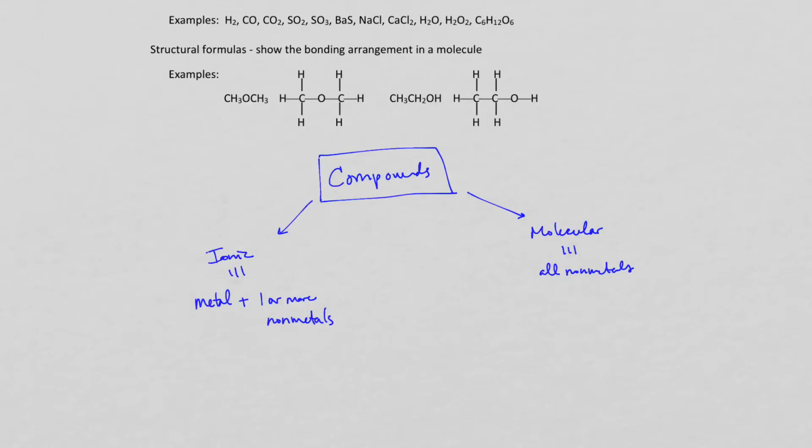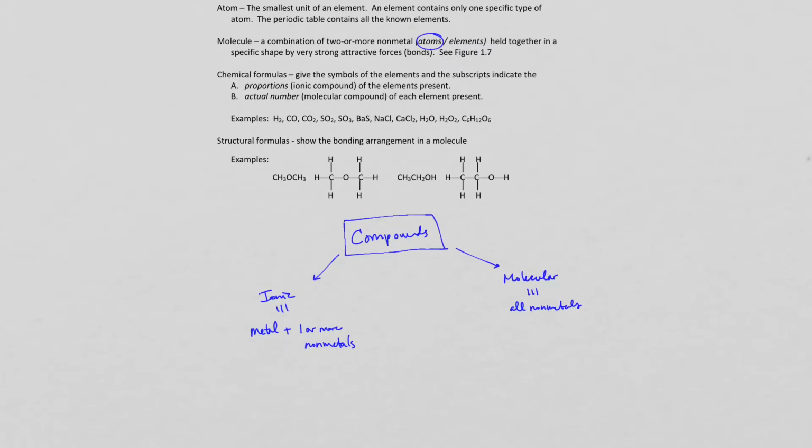So using that, we can go to these examples up here. And we don't see any metals until we get to this BaS. So these all are molecular compounds, right? This is ionic, this is ionic, this is ionic. Barium's a metal, sodium's a metal, calcium's a metal. Then we get water, hydrogen peroxide, and glucose, which are, again, molecular compounds. Just to be able to differentiate between those two.